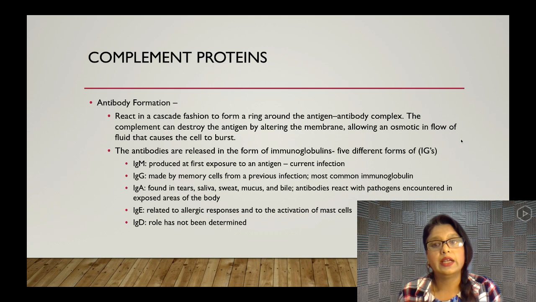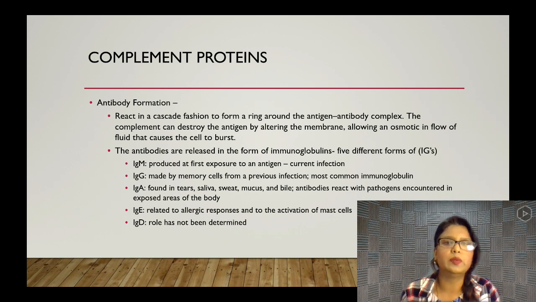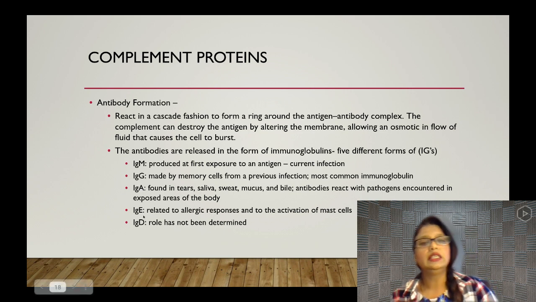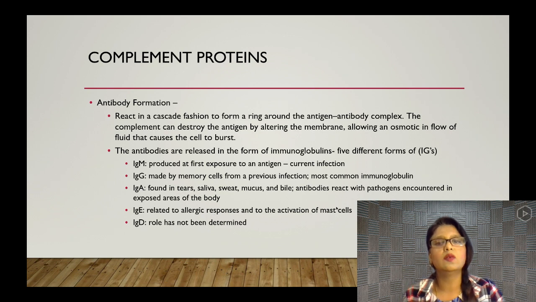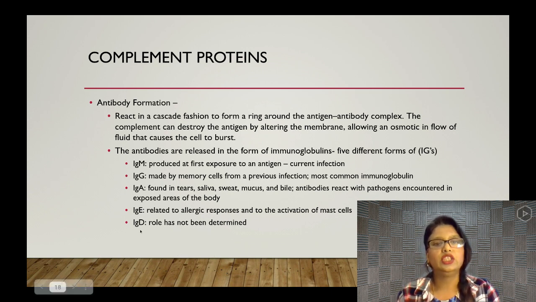So what are the different kinds of antibodies? IgM, IgG, IgA, IgE, IgD. IgM antibody is produced for the first exposure to any kind of infection. Now IgG is more for memory cells from previous infections. So if we see an IgG antibody in the system, we know that the infection was previous. IgA is an antibody found in tears, body fluids, saliva, sweat, mucus, and bile. These antibodies react with pathogens at exposed areas of the body. And IgE is related to allergic responses. So if someone asks which antibody helps in allergic responses, you're going to say IgE. And IgD, its role has not been identified, so we just don't know, but it exists.